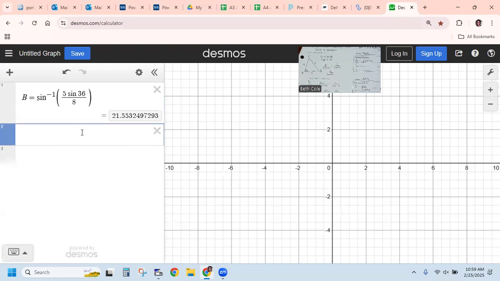So to get C, it's going to be 180 minus what? 36, oops, and B. So 122.446. And I'm going to store that as C. We got plenty of time. We're good.